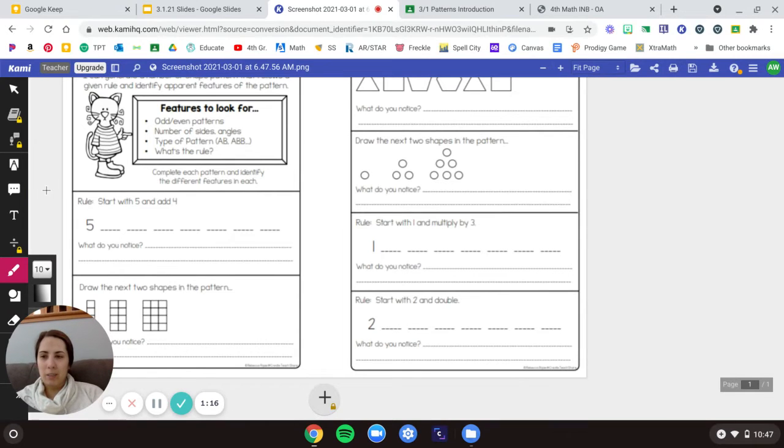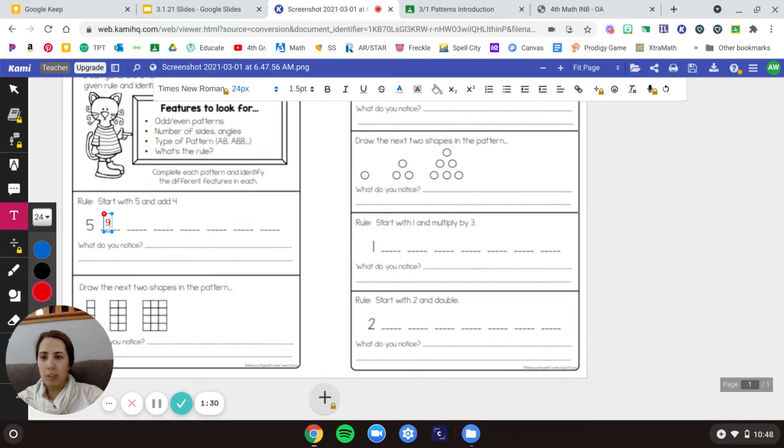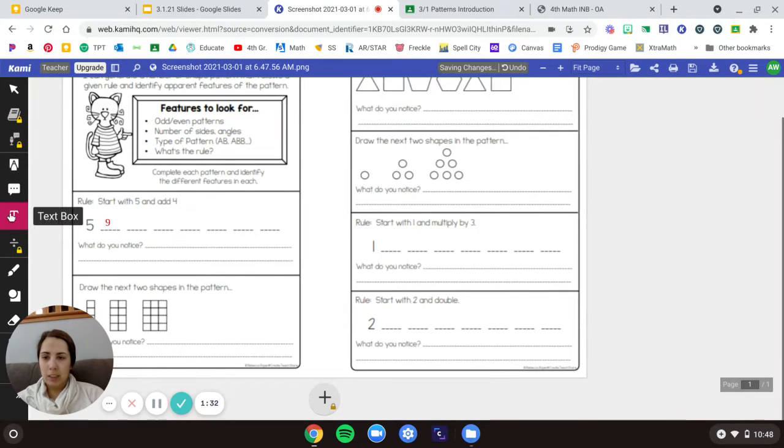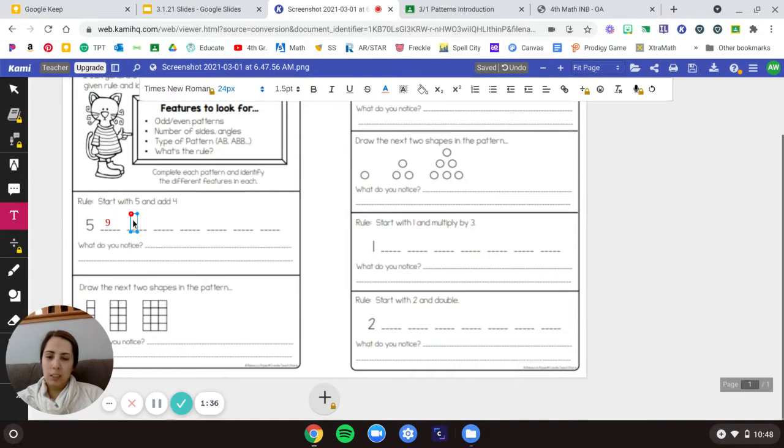We're starting with 5, and then we're going to add 4. So we have 5 here. And what it tells us to do is a rule, so it means it has to happen each time. We're going to add 4. Well, 5 plus 4 is 9. So now I'm at 9, and I keep that rule of adding 4. And I know that that would be 13.